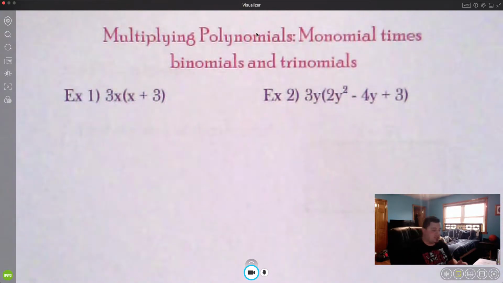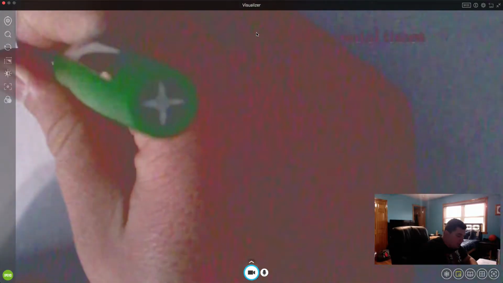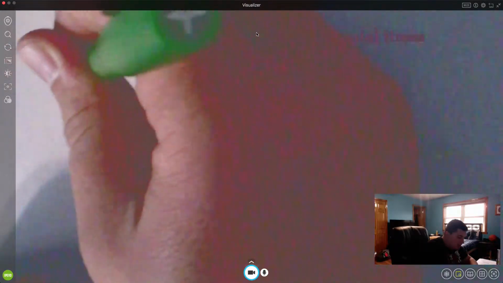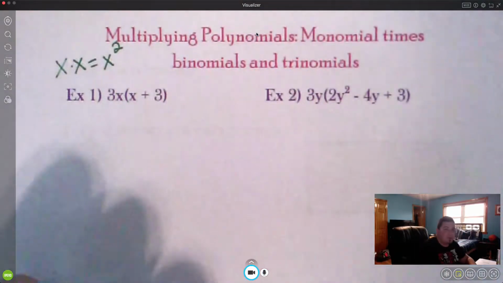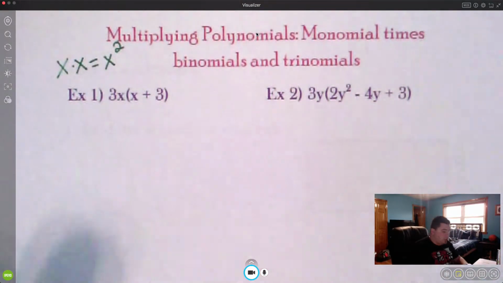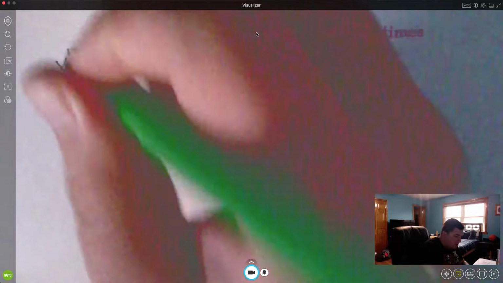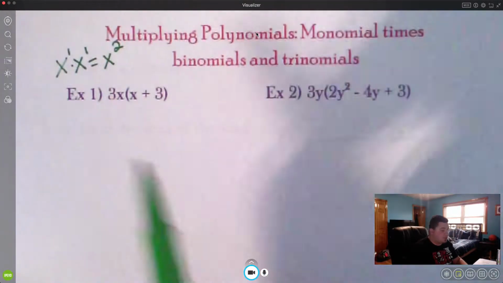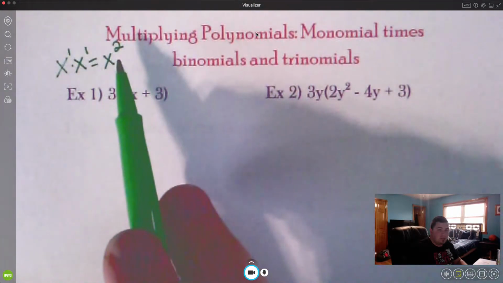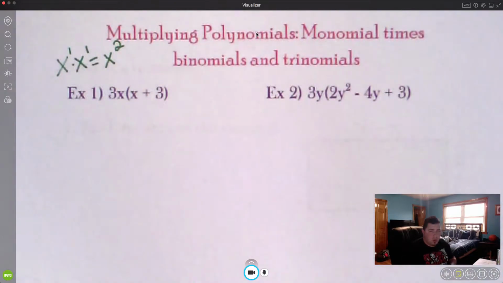The only change is if you had x squared, or x times x, that equals x squared. Okay, so what we're doing is if I have an exponent, I'm really just adding the exponents. 1 plus 1 is that 2. All right. So what we're going to do as we multiply, we're going to multiply the coefficients, and then we're going to add the exponents of the variables. All right, if they are the same variable.